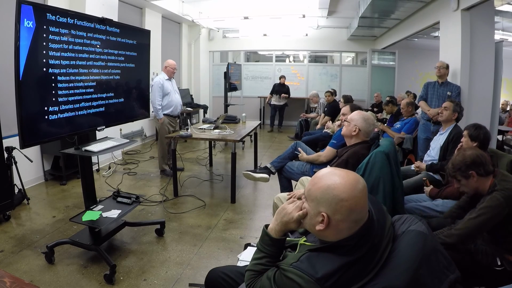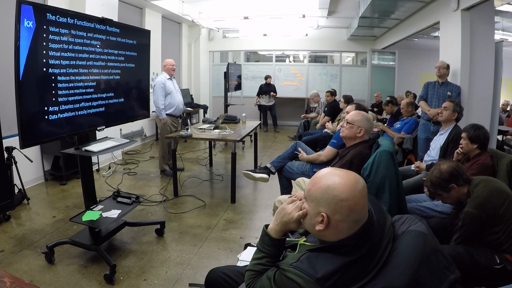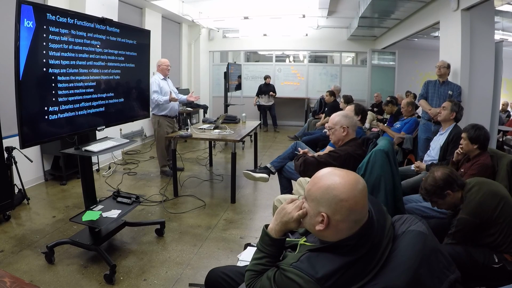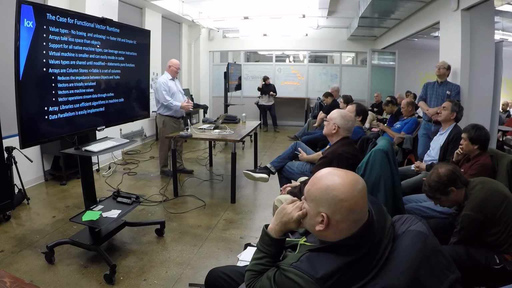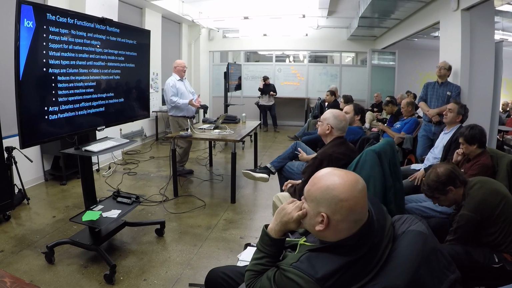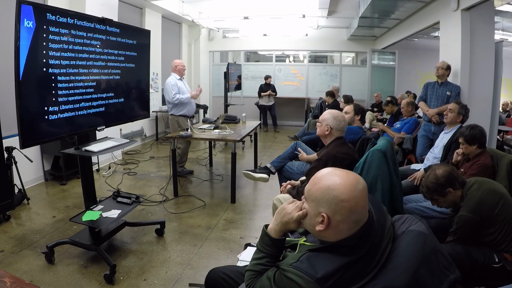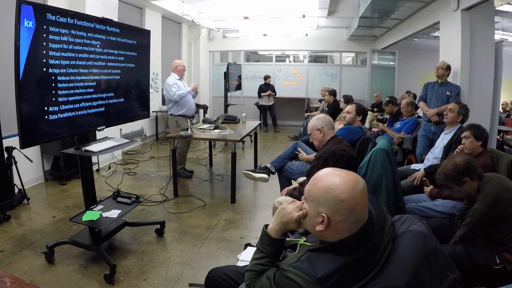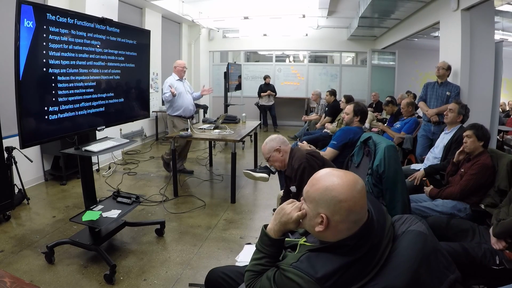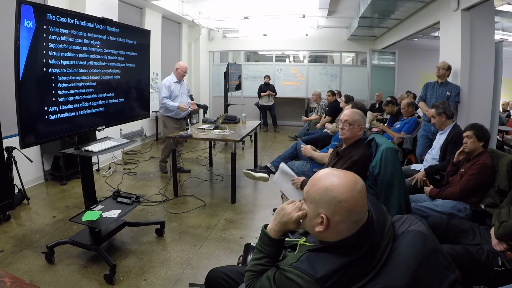Basically, the whole language in an array language is value type, so there's no boxing and unboxing. There are no scalars, everything's in a box. This is a big expense in an object-oriented VM. It also makes garbage collection very expensive because you have to use a copying garbage collector, and value types will never scale with a copying garbage collector.